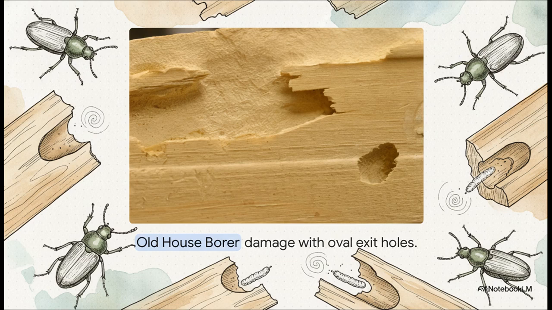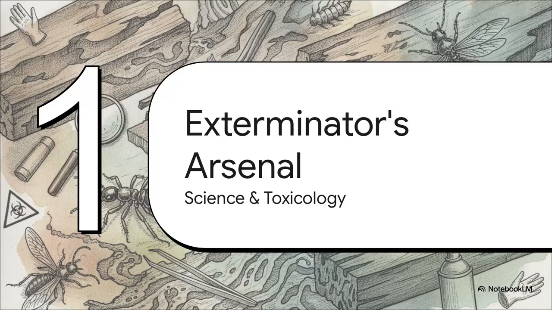When they emerge from the wood, they chew these distinct oval-shaped exit holes that are about 1/4 to 3/8 of an inch wide. And here is the great irony of this bug. Despite being named the old house borer, their MO is actually attacking softwoods that are less than 10 years old. Go figure. Section 2. The Exterminator's Arsenal.